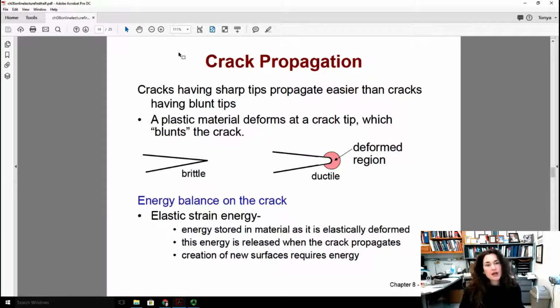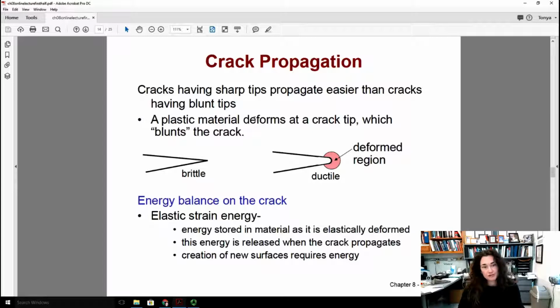Another thing to think about is that cracks having sharp tips are going to propagate easier in a brittle material than cracks having blunt tips, and plastic materials are actually going to deform at the crack tip, and that blunts the crack. Whereas a brittle fracture has a really sharp tip, and that does not blunt as the crack propagates. There's no ductile deformation that's going on.